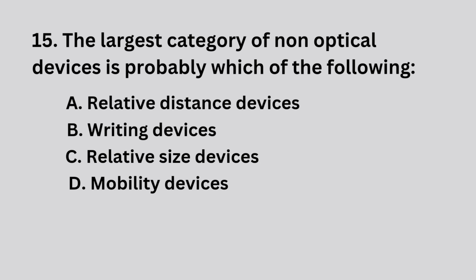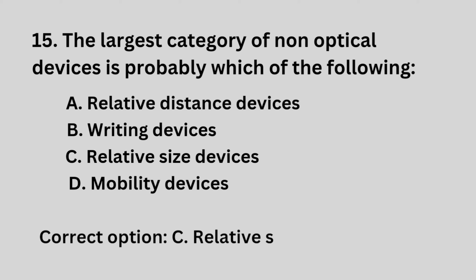Next question, the largest category of non-optical devices is probably which of the following? Option A, relative distance devices. Option B, writing devices. Option C, relative size devices. And option D, mobility devices. Correct answer is option C, relative size devices.